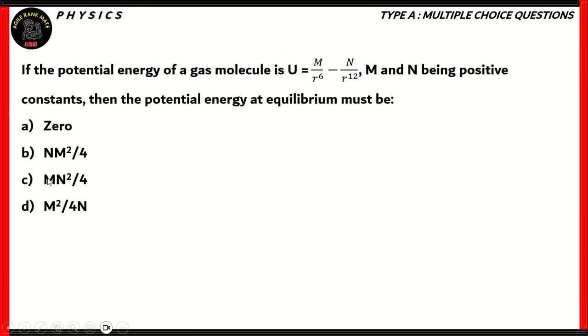And if you look at our options, you can see that option D turns out to be the right answer. So all we did was differentiate the formula for potential energy to get force, and we know that at equilibrium force is 0. So when we applied that, we got the value for r raised to 6, which we then substituted in the formula for potential energy of a gas molecule in order to get its potential energy at equilibrium as m squared over 4n. So that's how option D became the right answer.